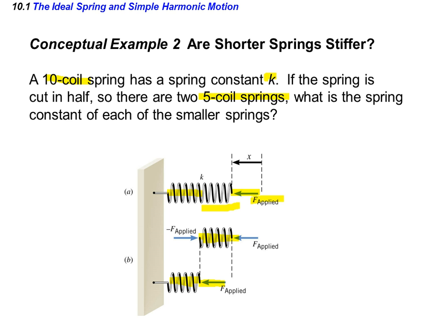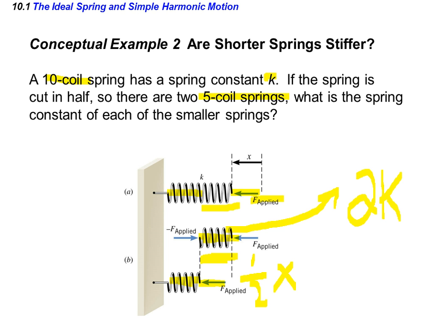So if these 5 coils are only compressing 1/2 of x, whatever x may be, and the force is still the same, that means that the spring constant here is actually going to be 2 times the original spring constant of K. And so you need to kind of process that a little bit and try to understand that. I know it's confusing at first, but in short, if we cut the coils in half, we are going to then double the spring constant.